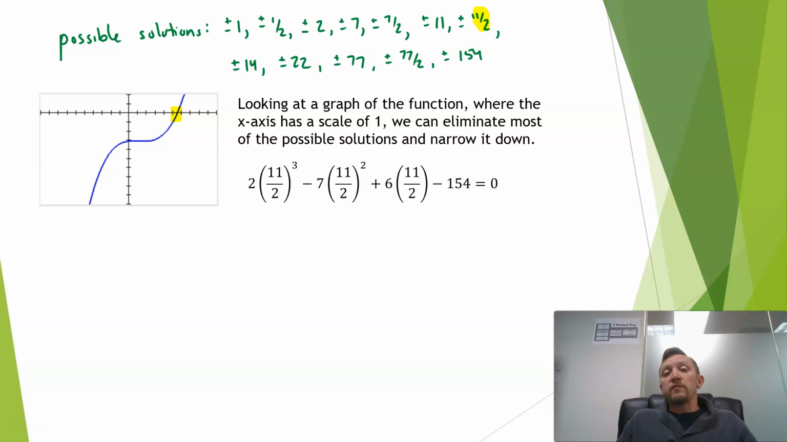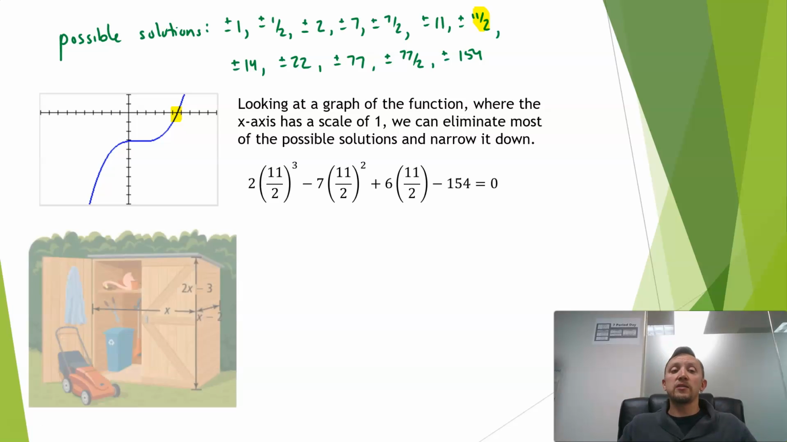So we're going to put 5.5 or 11 halves, doesn't matter which, into your original equation, the one that was equal to 0. And when we solve that, sure enough, you do get 0 as your answer. So that tells us that 11 halves is the solution.